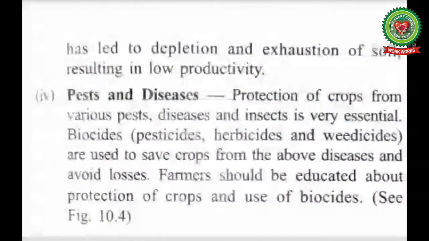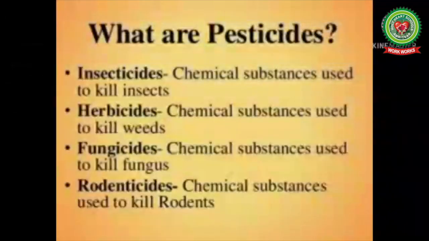Next problem is pests and diseases. Protection of crops from various pests, diseases, and insects is very essential. Biocides, pesticides, herbicides, and weedicides are used to save crops from the above diseases and avoid losses. Farmers should be educated about protection of crops and use of biocides. Now, students, mark all the important word meanings.